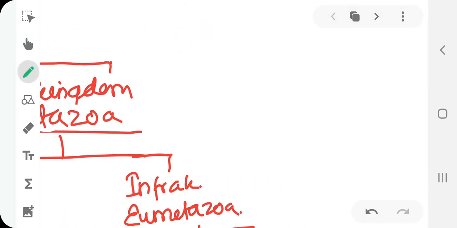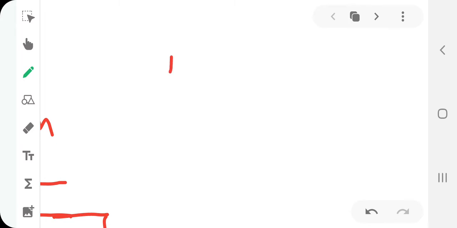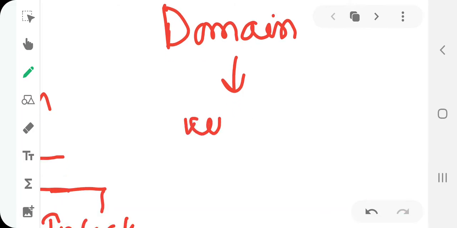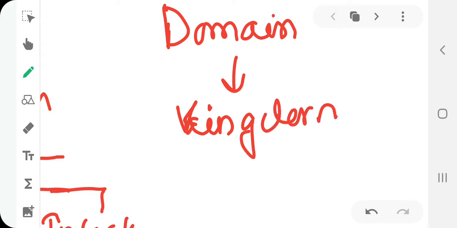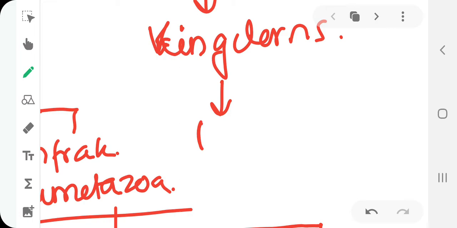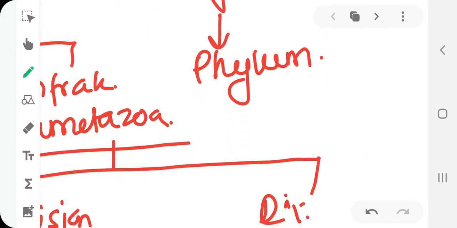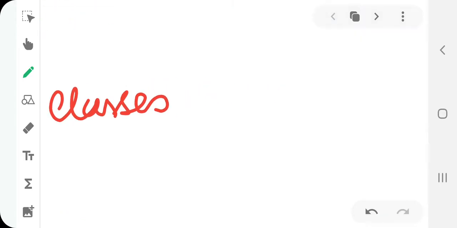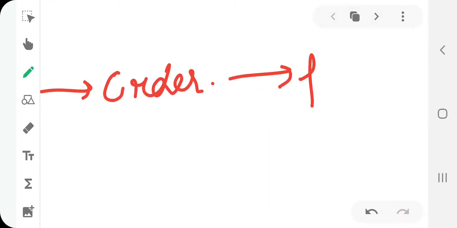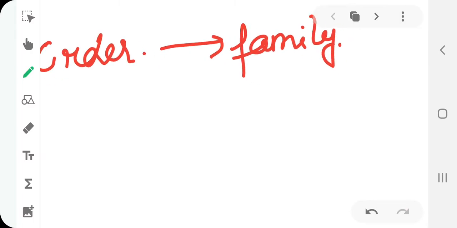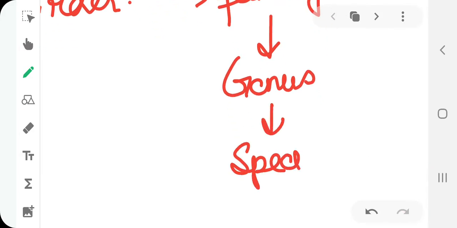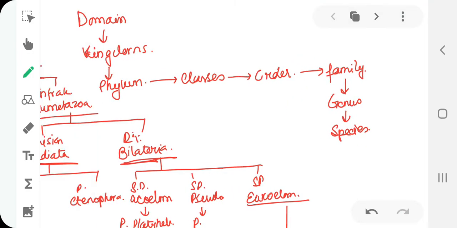So when something is classified, it can first be classified as domain. In each domain there can be kingdoms. In each of the kingdoms there will be phylums. Each of the phylums will have classes. Each of the classes will be further divided into order. The order will be further divided into family. Family will be divided into genus, and genus can be divided into species. So this is the overall classification.